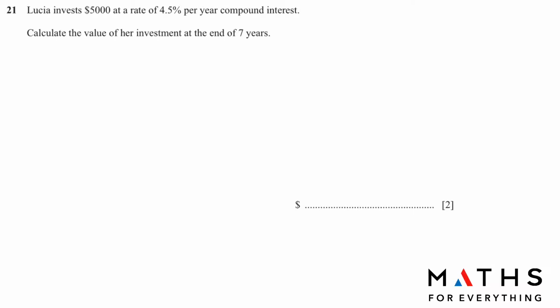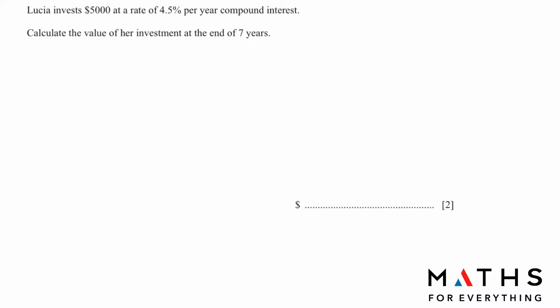Question number 21. This is the compound interest question. Lucia invests $5,000 at a rate of 4.5% per year compound interest. Calculate the value of her investment at the end of 7 years. This is a very easy question.